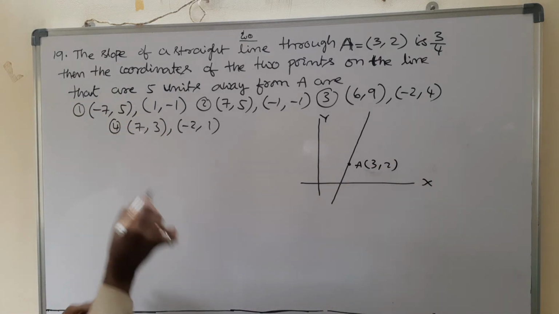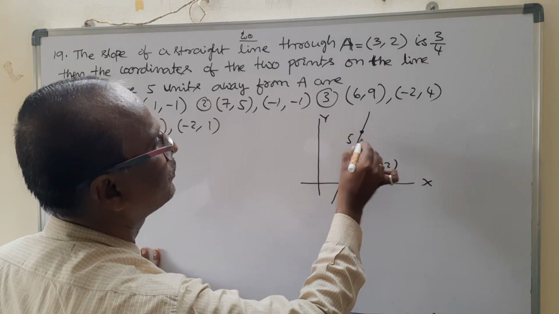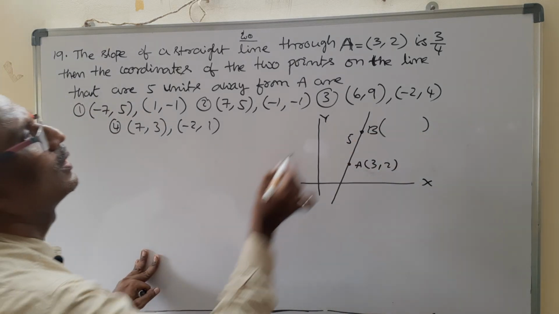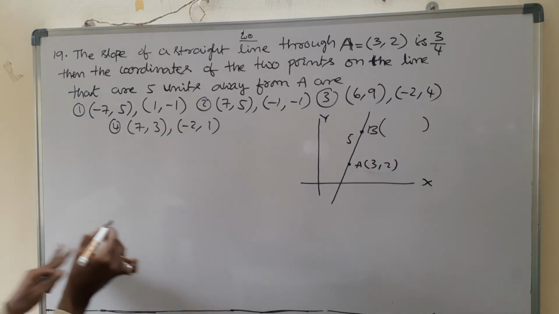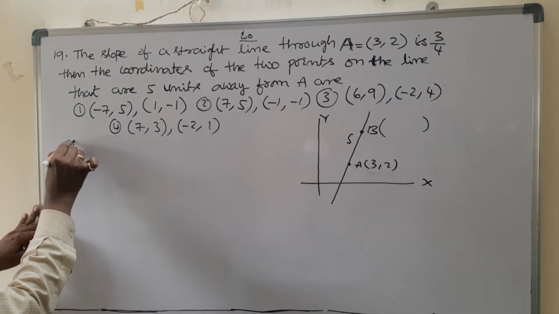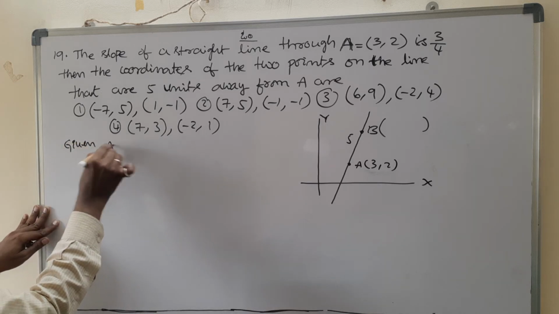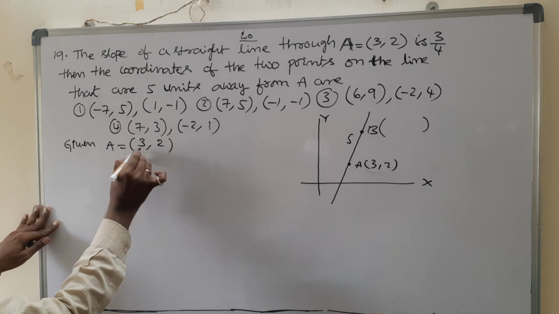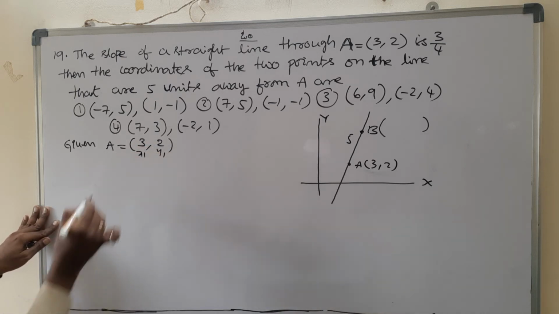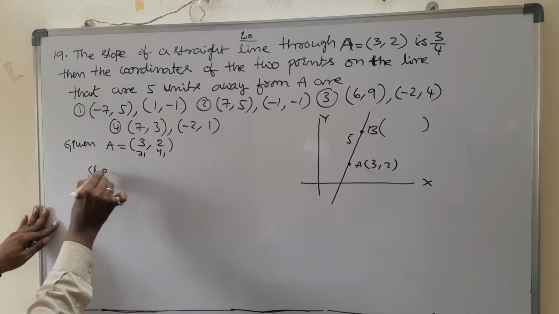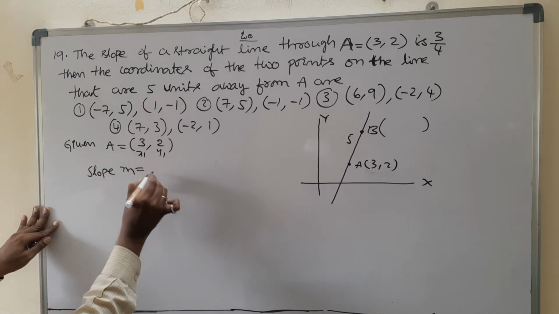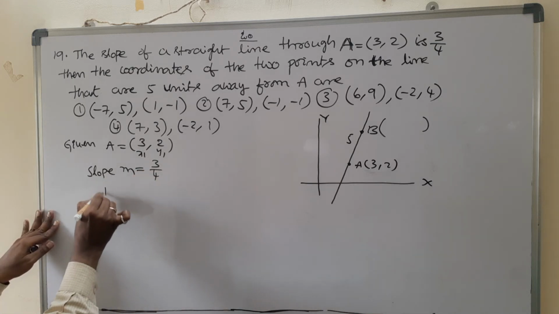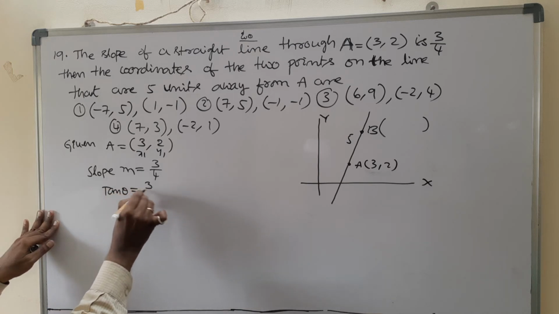Here there are 5 units, and at 5 units one point is there, B. To find the coordinates of B, the line has slope 3 by 4, and A is given as 3 comma 2, so x1 comma y1 is 3 comma 2. Slope means m is equal to tan theta. Tan theta is equal to 3 by 4.